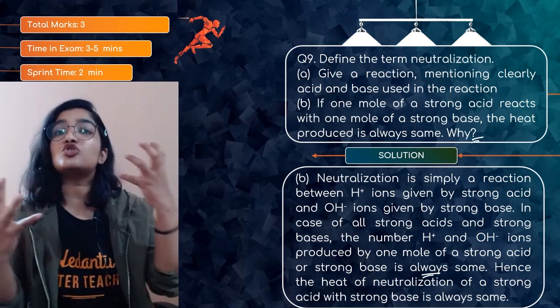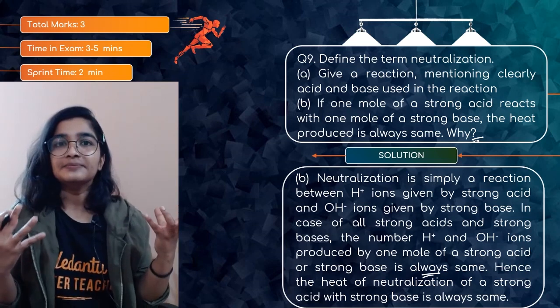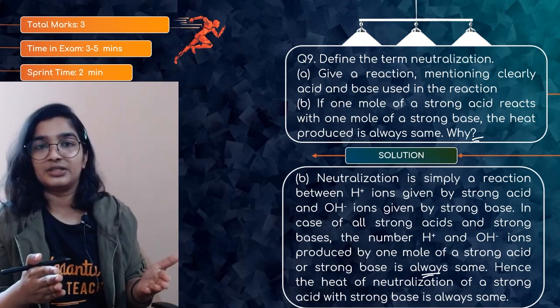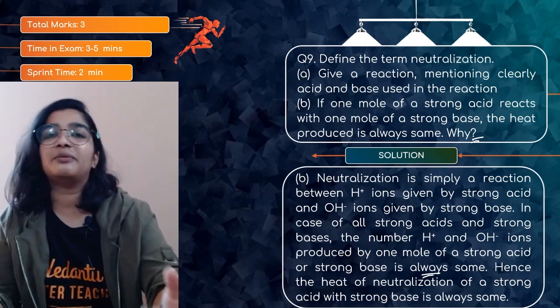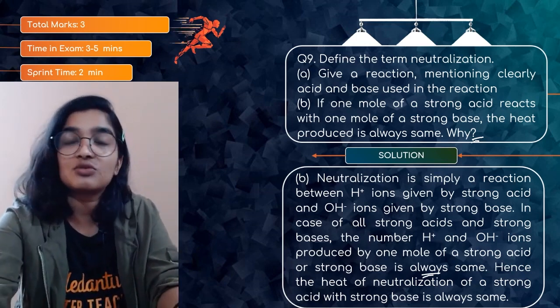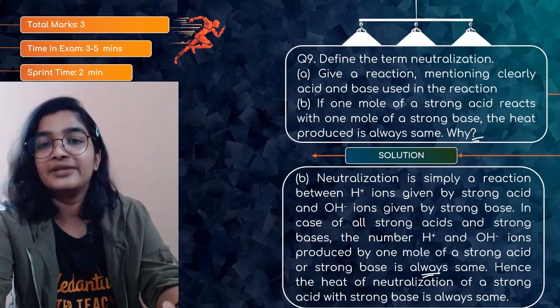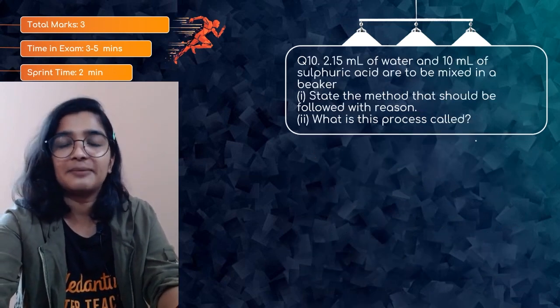Because we are taking strong acid and strong base, they will undergo complete ionization. If it was weak and weak or strong and weak, there would have been changes. But as it is strong acid and strong base, the heat produced will be same.